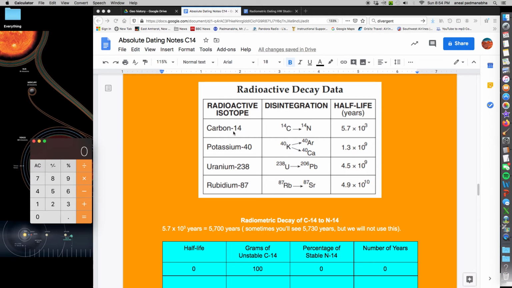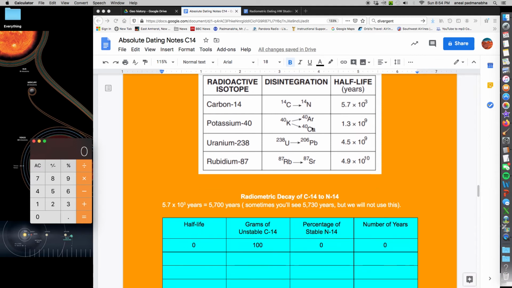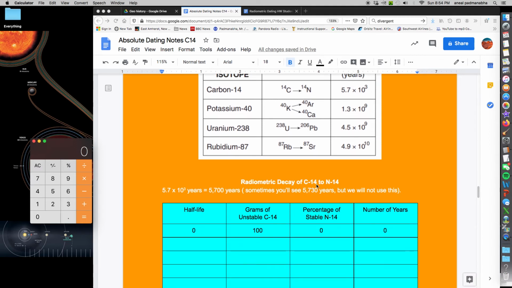So here we're going to look at carbon-14, again, which is used only for organic materials: skin, hair, teeth, shells. They might have carbon-14 in them, disintegrating into nitrogen-14. So the radiometric decay of carbon-14 to nitrogen-14 has a half-life of 5.7 times 10 to the third years, which is 5,700 years. Sometimes you'll see 5,730 years, but we're going to ignore that. We're going to stick with 5,700 years as we go through this.